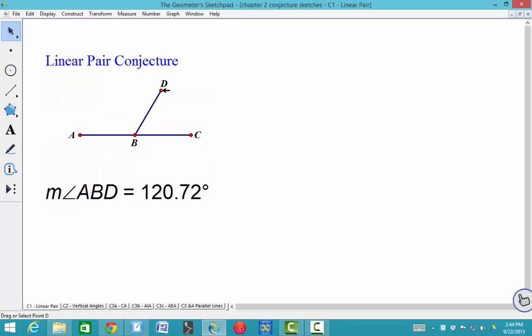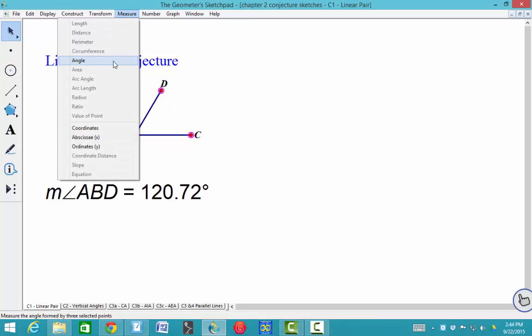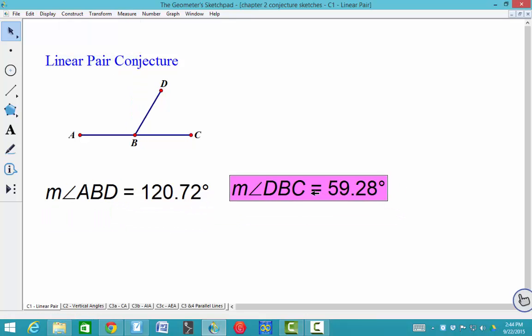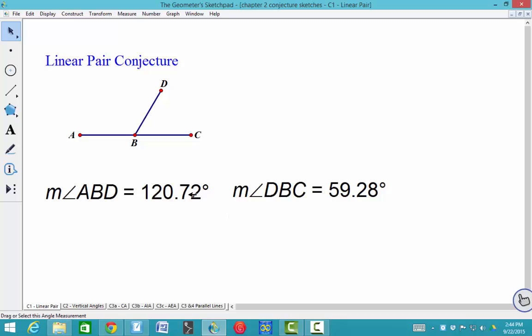To get the second angle, 1, 2, 3, making sure again the second point you click on is that vertex angle. So measure angle here. So we have our two angles. We want to show that they are supplementary angles.